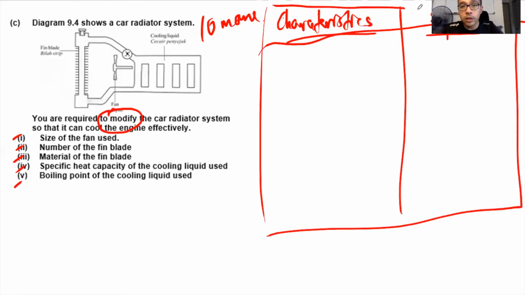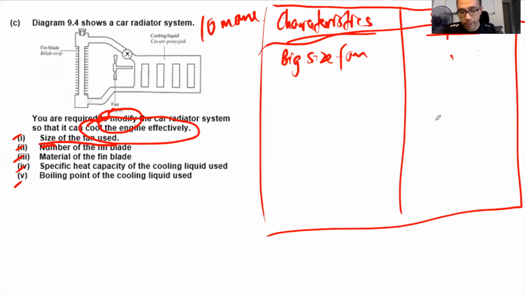Table format. So the first one, the size of the fan used. You are required to modify the car radiator system so that it can cool the engine effectively. So you want to use which size of the fan? Small size or bigger size? Obviously, you want to use a big size fan. Then why? You write here. So again, remember, please answer this in a table format.